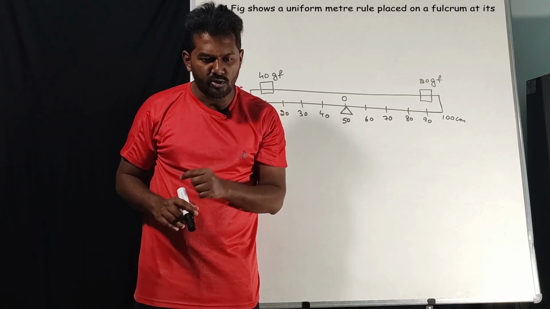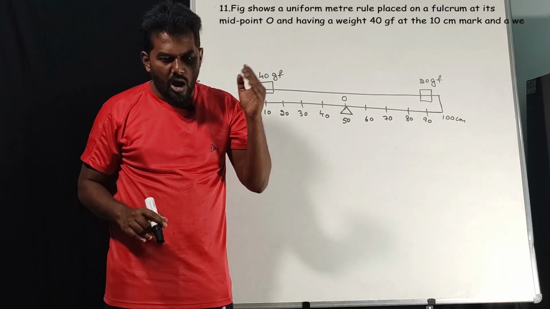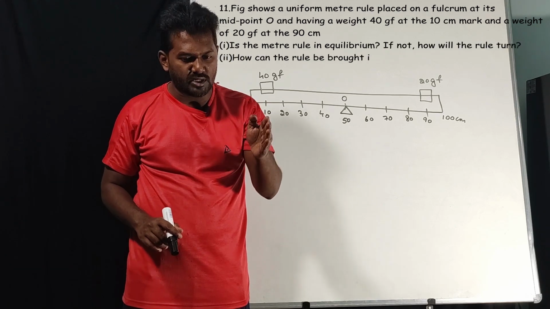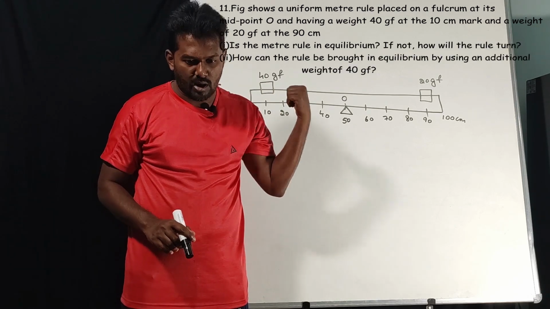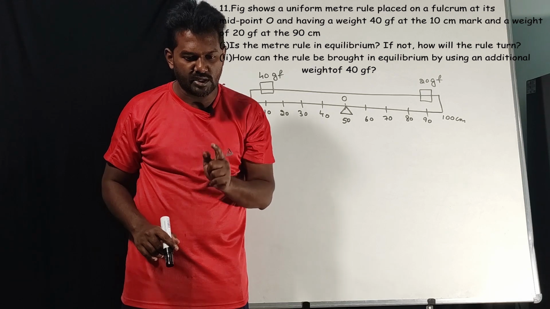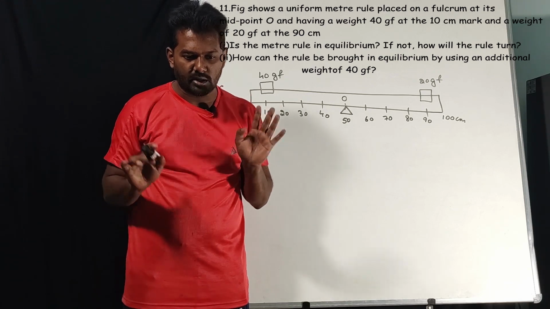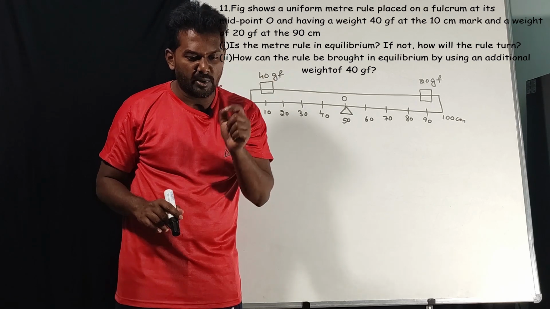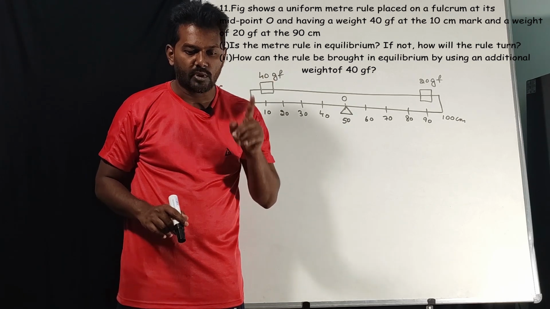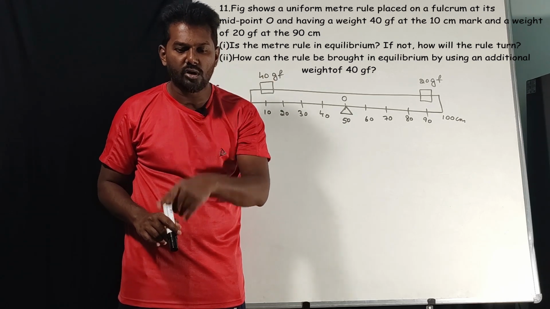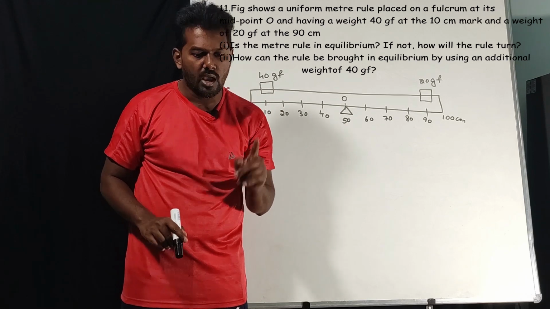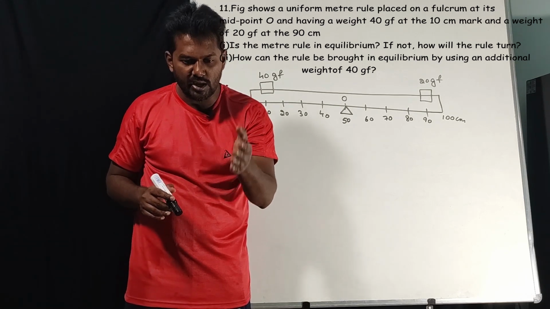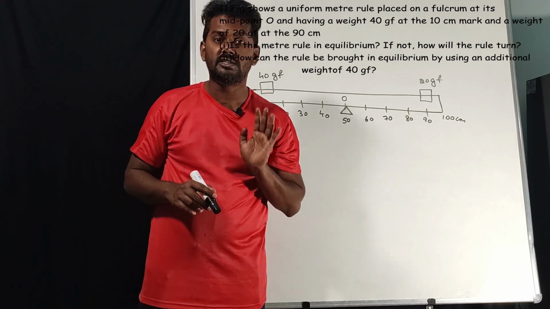Question number 11. Figure shows a uniform meter rule placed on a fulcrum at its midpoint O, having a weight of 40 gf at 10 cm mark and a weight of 20 gf at 90 cm mark. These are the conditions. Now, what is the question? Is the meter rule in equilibrium? If not, how will the rule turn? How can the rule be brought to equilibrium by using an additional weight of 40 gf?